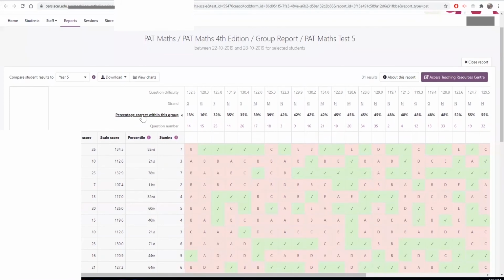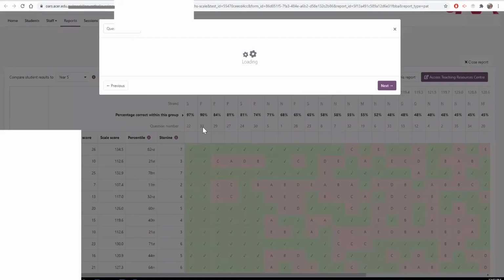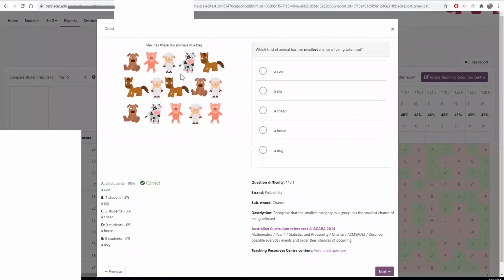On the other hand, I can flip over to the percentage correct within the group and see what I'm doing well and what my students are doing well. So this one's obviously the easiest one, and it's 13 points easier than the next one. So only 1 student got that wrong anyhow. So let's have a look at this one. It's a probability question. All right, what kind of animal has the smallest chance of being taken out?